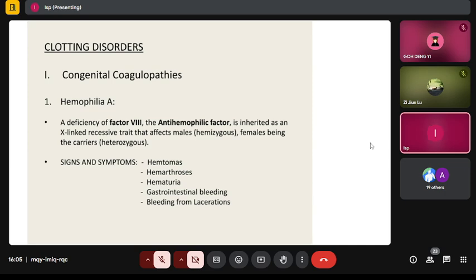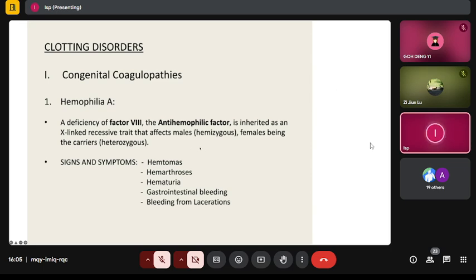All right. So the most common congenital coagulopathies that we've seen will be hemophilia A and also hemophilia B. Hemophilia A is the factor VIII deficiency. Okay, it's an X-linked recessive disease, so commonly it just affects the males. Females, most of them are carriers. Okay? So they present with more significant bleeding.